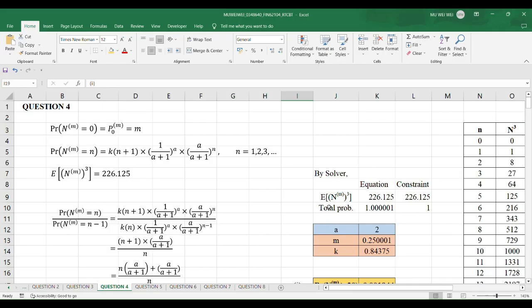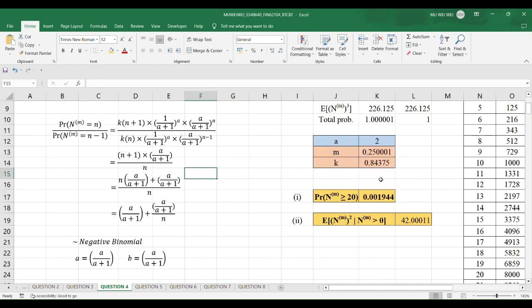The given information is that the probability of N_M equals 0 is m, and the probability of N_M equals n is k times (n plus 1) times (1 over a plus 1) to the power of a times (a over a plus 1) to the power of n, whereby n equals 1, 2, 3, and so on. And the expected value of N_M cubed, which is the third moment, equals 226.125.